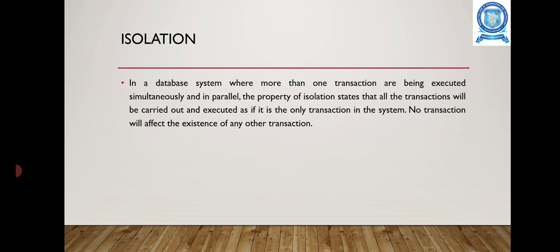Isolation. In a database system, more than one transaction may be executed simultaneously and in parallel. The property of isolation states that all the transactions will be carried out and executed as if each is the only transaction in the system. No transaction will affect the existence of any other transaction.